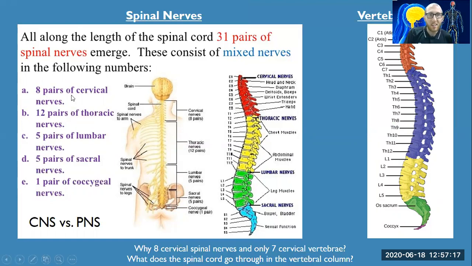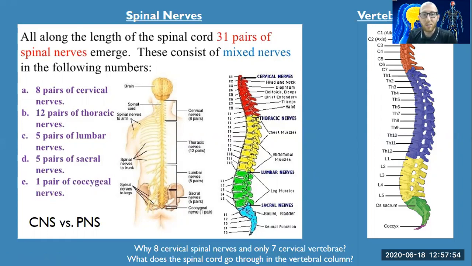Furthermore, we have 8 pairs of cervical, 12 thoracic, 5 lumbar, 5 sacral, and 1 coccygeal. And a question for you is, why are there 8 cervical spinal nerves but only 7 cervical vertebrae? Notice these are the nerves right here, but over here on the vertebral column, there's only 7. Everything else matches up with the same numbers, except that cervical region. I want you to research and find out why.